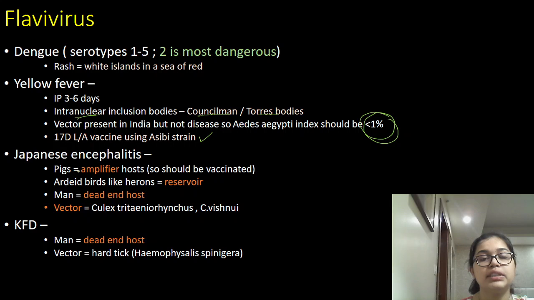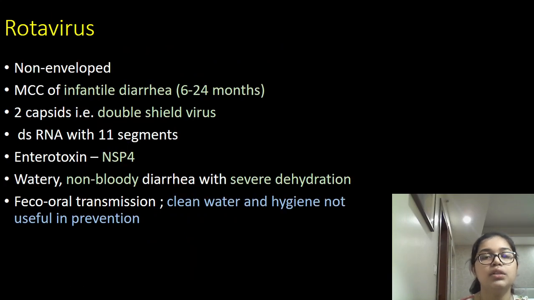In case of Japanese encephalitis, pigs are the amplifier. They need to be vaccinated. Red birds like herons are the reservoir. Man is a dead-end host. The vector is the Culex mosquito, Culex tritaeniorhynchus or Culex vishnui. Kyasanur forest disease. Man is again the dead-end host, and the vector is a hard tick, the name of which is Haemaphysalis spinigera.